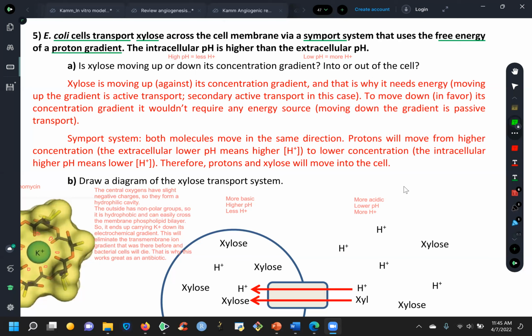Let's just say that there were 2 xylose over here. If xylose was moving down its concentration gradient, it would have just moved that way. But it's requiring energy from the proton gradient, so it's going to move against its concentration gradient. So it's mainly terminology that you have to know, but then you can break down the problem and it's not too bad.